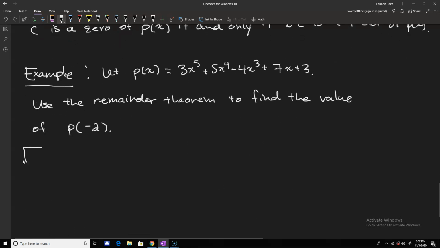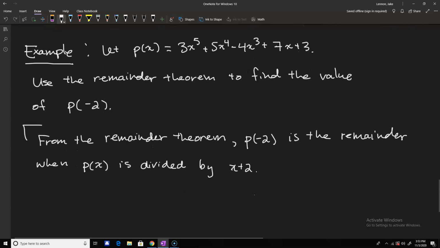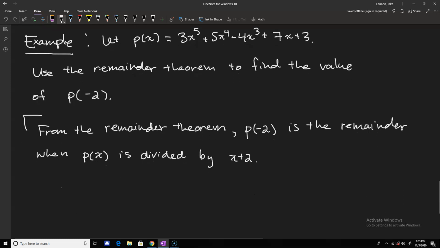So from the remainder theorem, p of minus 2 is the remainder when p of x is divided by x plus 2. So that's what we're going to do. We're going to use synthetic division to go ahead and just figure that out.